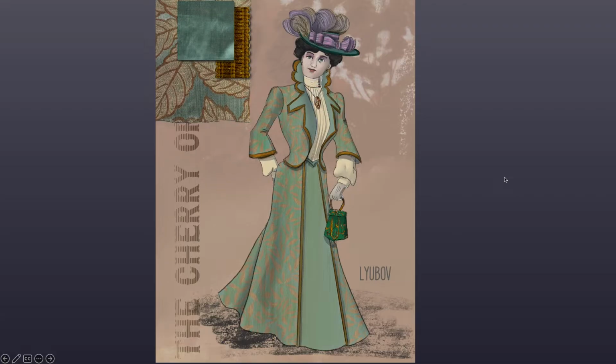So here's Lyubov walking in her garden. I used this tapestry-like fabric to give an all-over pattern for her, contrasted with this kind of pale green silk, which will have a little bit of sheen to it. Feathers in her hat and ribbons and that fancy, fancy purse.